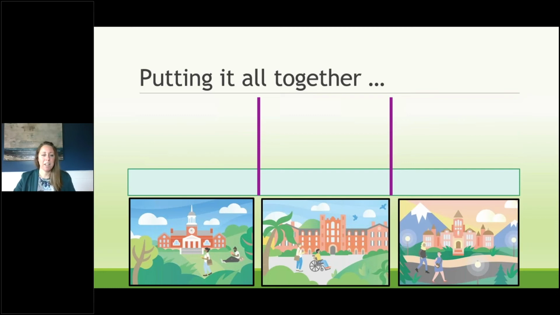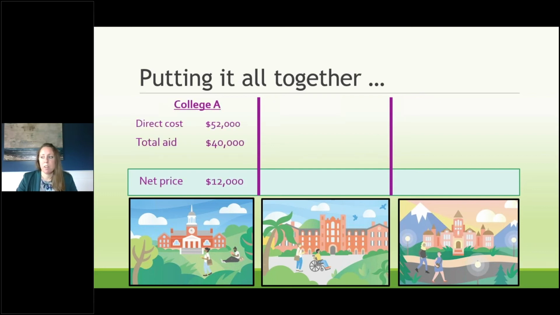So we're going to wrap it all up here and put it all together. When you're sitting down with a student or a family and you are comparing costs, we'll look at college A. College A has a direct cost of $52,000. The total amount of aid is $40,000. So that net price, when you subtract the two, is what the family would need to come up with, $12,000. You can see here that the direct cost of attending this institution is pretty large, $52,000 per semester. That's a lot of money.